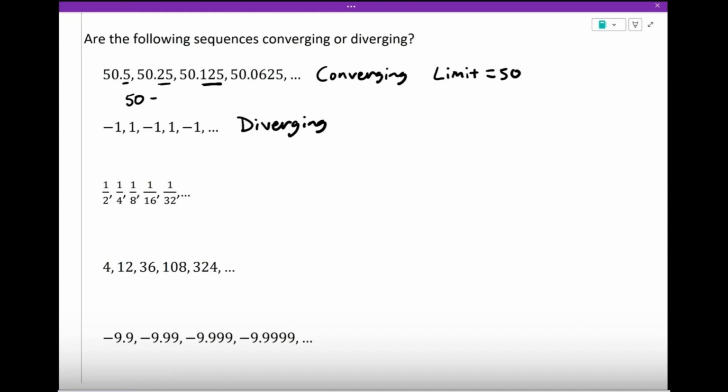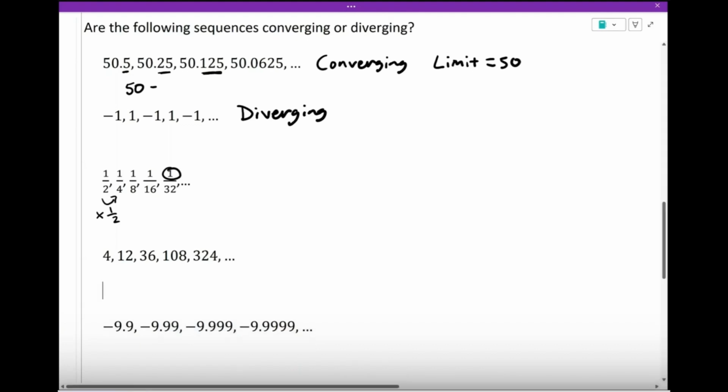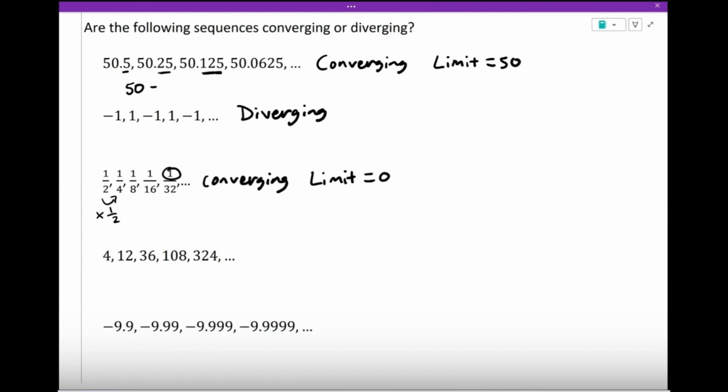Let's have a look at the next one. A half and a quarter and an eighth. It seems that we're multiplying by a half each time. Or another way of thinking about it is we're doing 1 divided by a bigger and bigger number each time. If we're doing 1 divided by a bigger and bigger number, that calculation is going to go towards 0. We're never going to cross 0 because we're never going to divide by a negative number. But we are going to go towards 0, so it's going to be converging. Our limit in this case will be equal to 0. Once again, we're not actually going to reach our limit, but that's fine.